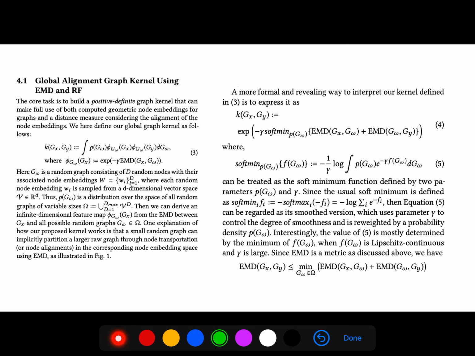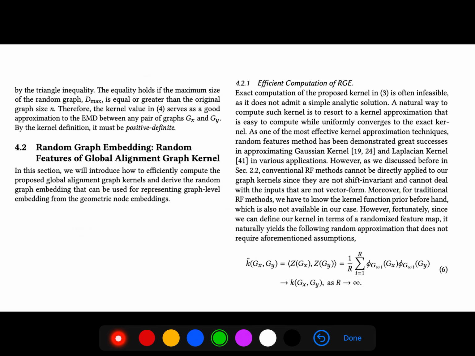The core task is to build a positive definite graph kernel that can make full use of both the computed geometric node embeddings for graphs and a distance measure considering the alignment of node embeddings. So we define the kernel like this. However, fortunately, since we can define our kernel in terms of a randomized feature map, it naturally yields the following random approximation that does not require these assumptions.